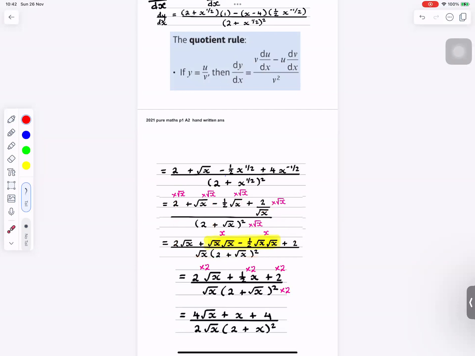Now, to get rid of the 2 in the half there, we'll multiply each one by 2. So this times 2, times 2, times 2, times 2. So this will become 4 root x. So you get that expression.